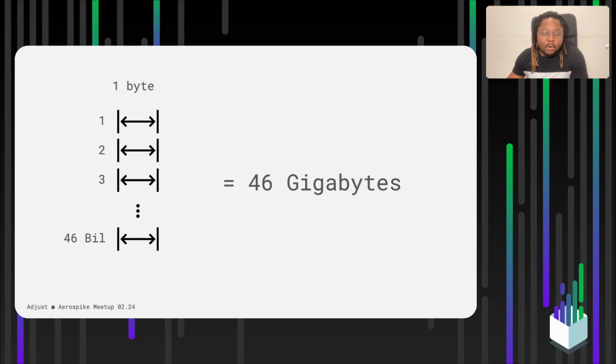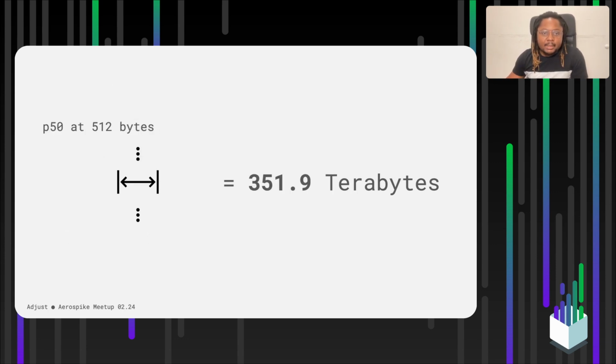If each of these records was 1 byte in length, that would be a total of 46 gigabytes. But in essence, the P50 size of each record is about 512 bytes. Some of it is as high as 3 megabytes, and some of it is as low as 2 megabytes. But P50 is around 512 bytes. So that is about 351.9 terabytes in total in terms of data.